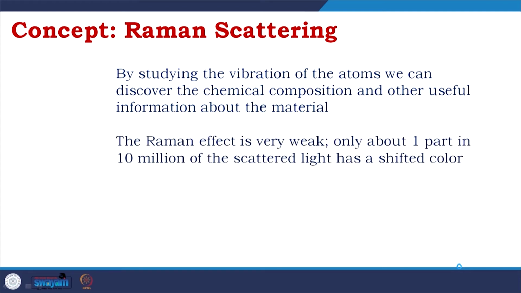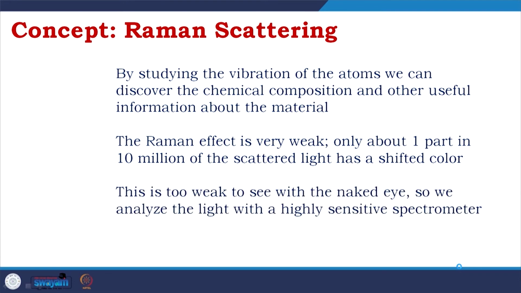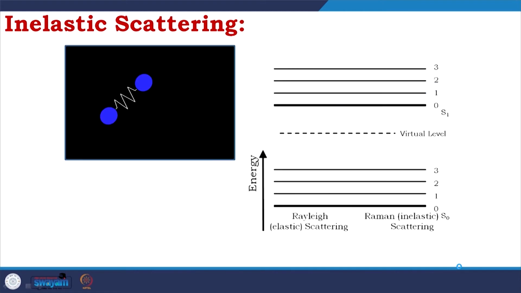The Raman effect is very weak, only about 1 part in 10 million of the scattered light has a shifted color. This is too weak to see with the naked eye, so we analyze the light with a highly sensitive spectrometer. So, we are talking about inelastic scattering.